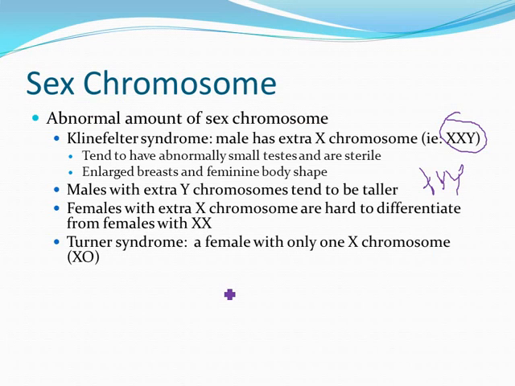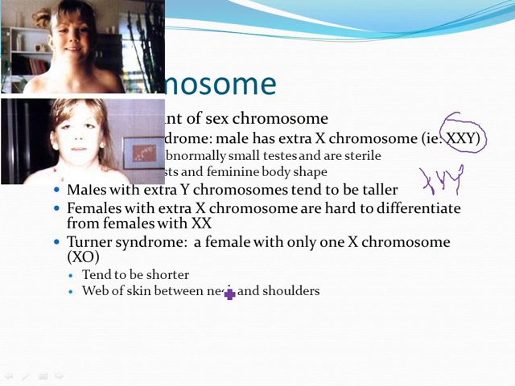Turner syndrome. This is when a female has only one X chromosome. It doesn't have that second X chromosome, so they usually call it XO. These females tend to be shorter. They tend to have a web of skin around their neck area, as this individual is shown here. They did take it off, so she doesn't have that as much. These females tend to be sterile as well, so they won't be able to reproduce. I don't think it's that common though.